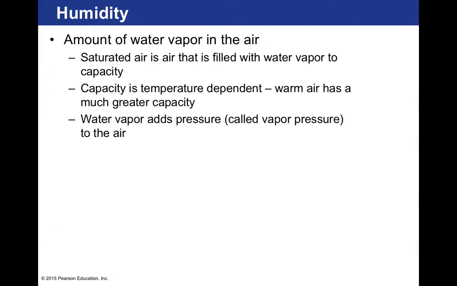All right, moving on to humidity. So I mentioned before in chapter 16 that humidity was simply the amount of water vapor that's in the air. So saturated air is air that is filled with the maximum amount of water vapor that it could possibly have. So we say it's at capacity. And capacity is temperature dependent. So warm air has a much greater capacity to hold water vapor, where cooler air would have less of a capacity. And water vapor adds pressure, called vapor pressure, to the air.